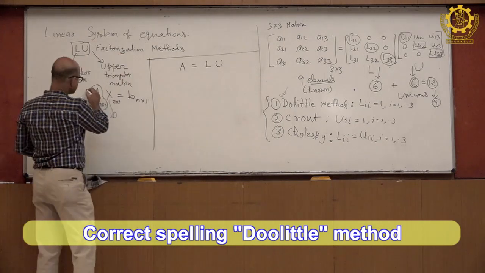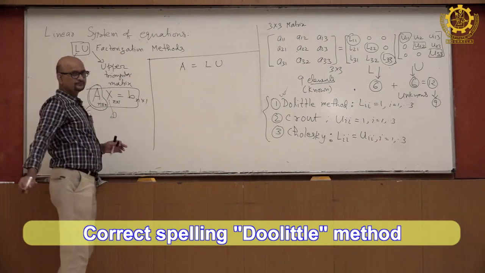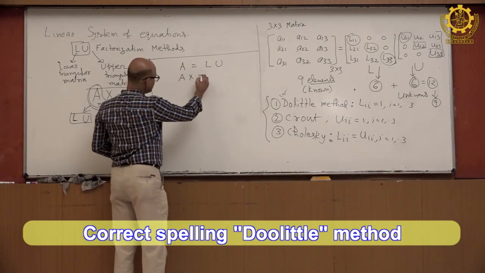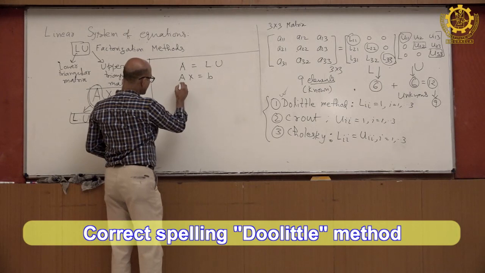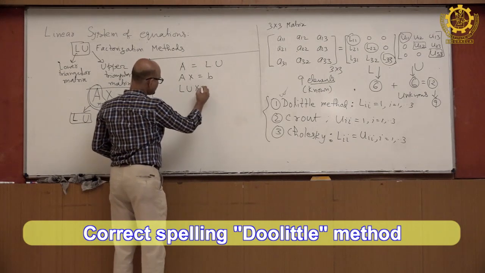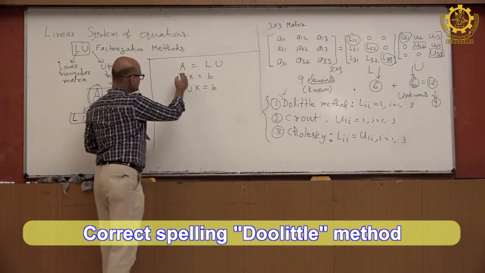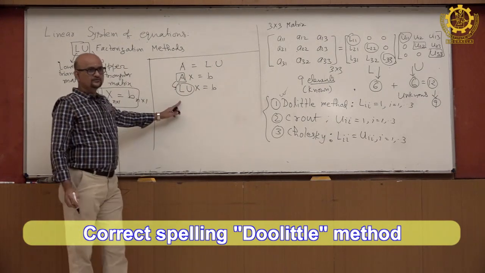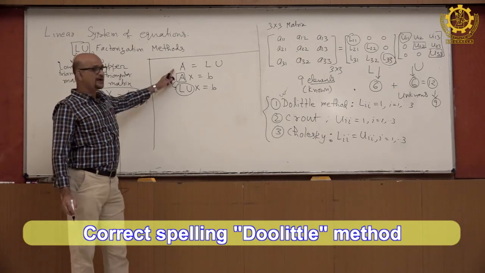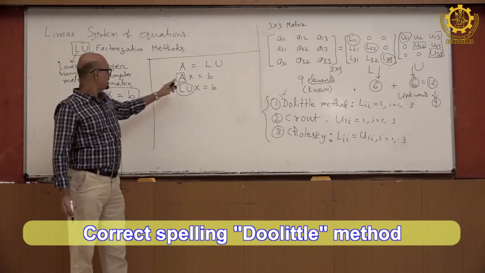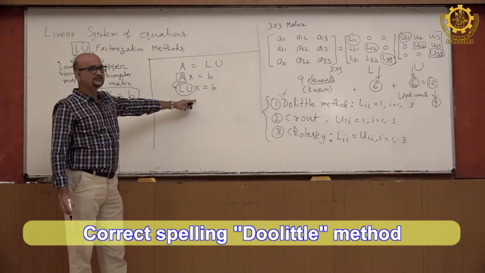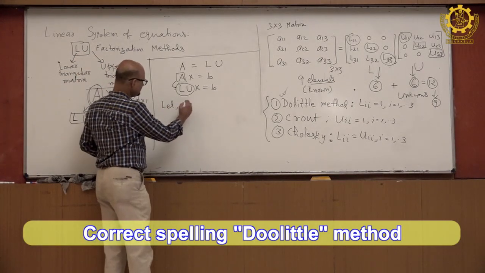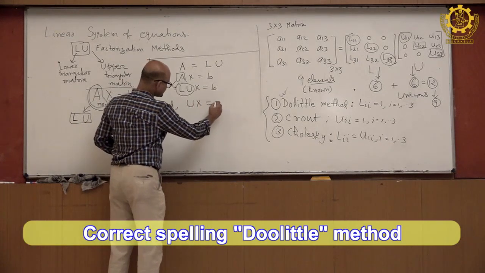Remember our system is Ax is equal to B. Fine? So if Ax equal to B, this A I can put as LU. I have substituted this A because I have factorized it to L into U. Now I will assume Ux is equal to Z.